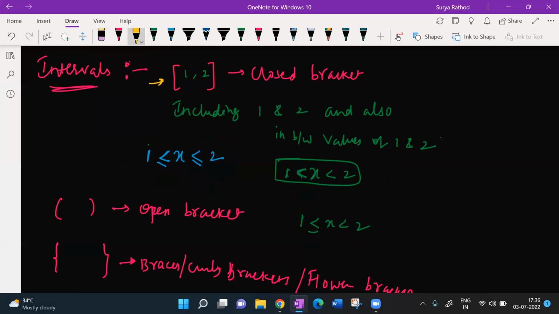Close bracket is nothing but including. We are including 1 and 2 as well. In between values also we are including. So, getting my point? So now, first of all, 1 comma 2.